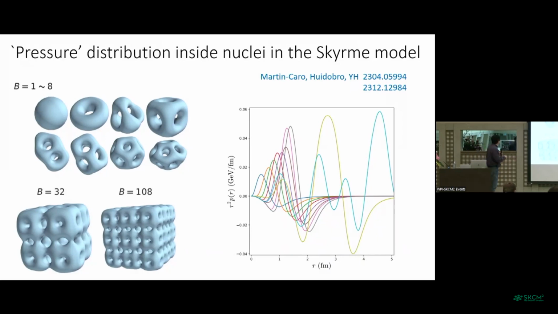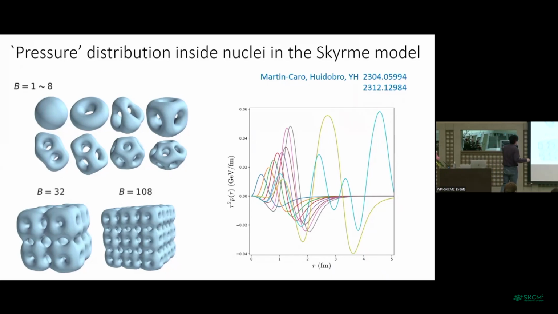For example, this is a proton, which is spherically symmetric, but this is a deuteron, a baryon number 2, which, believe it or not, has a donut shape. And this is helium-3, helium-4, and so on. You can also make a nucleus with very large baryon number, for example, this 108. So in this work, we studied the energy momentum tensor inside this nucleus and computed it.